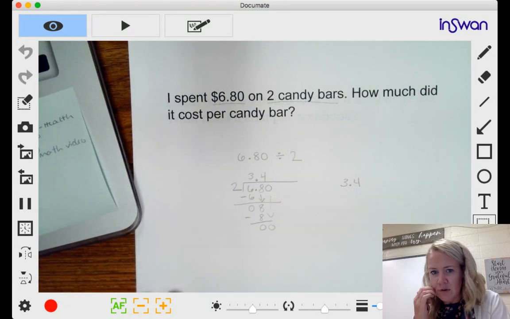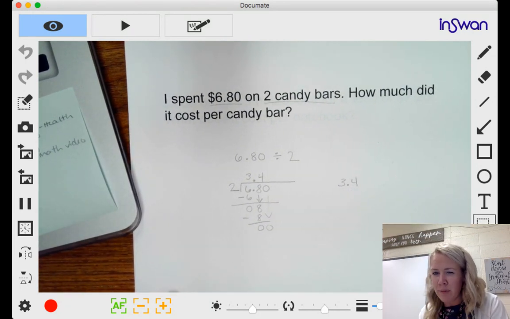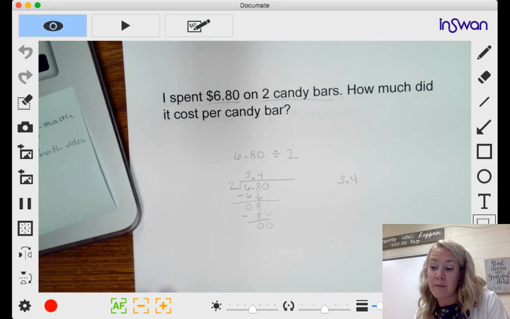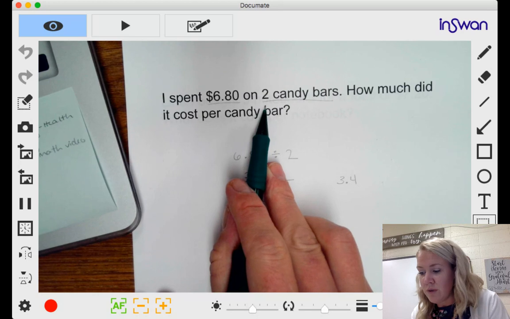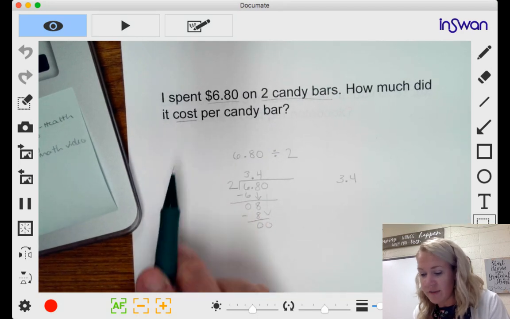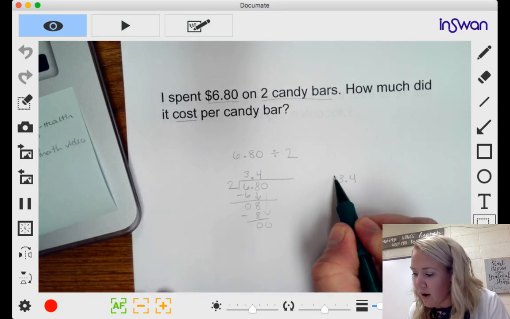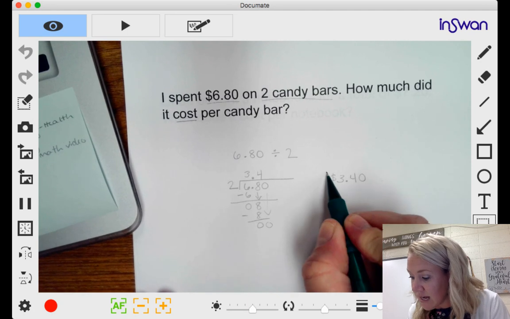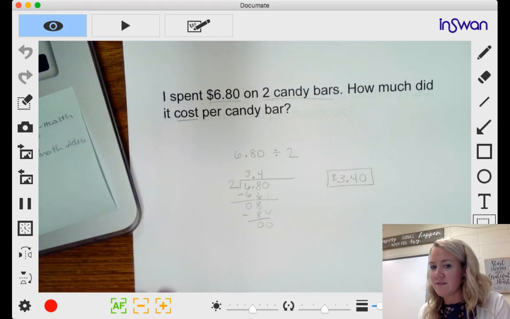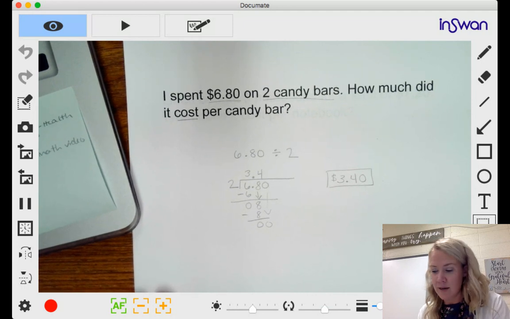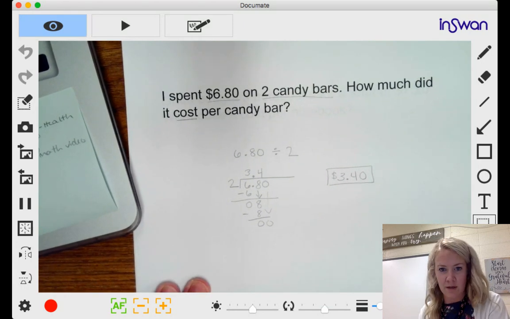This is where I tell students to go back to the story problem, because 3.4 isn't an answer that makes sense to the context. I spent $6.80 on 2 candy bars. How much should it cost per candy bar? So this is a cost. That means that this is a dollar amount. So I should be writing my answer as $3.40 per candy bar. They must have been king-size candy bars to be that expensive for one.